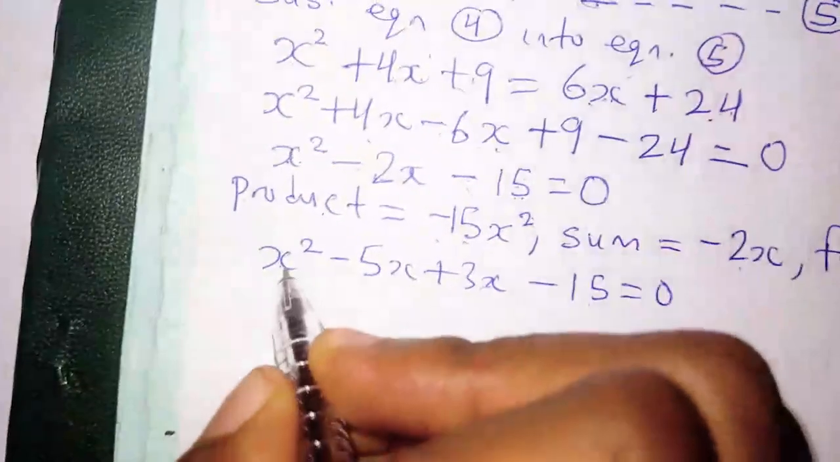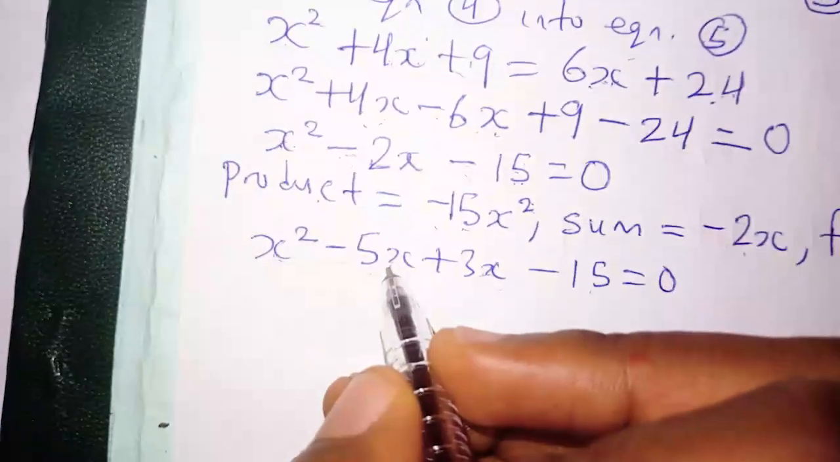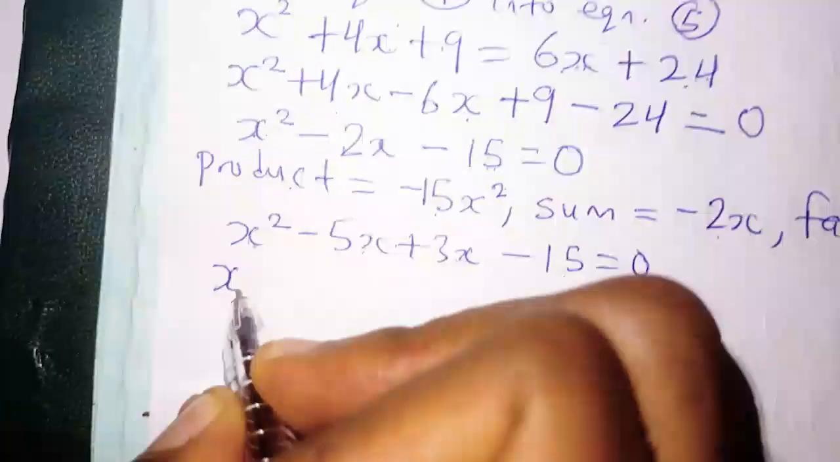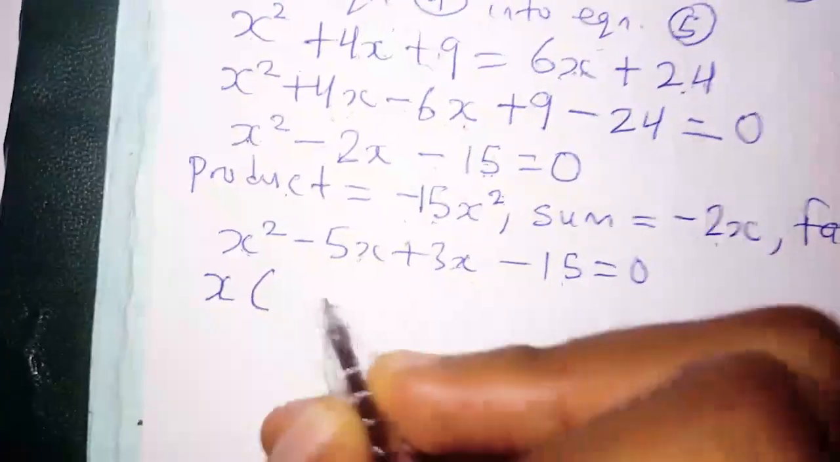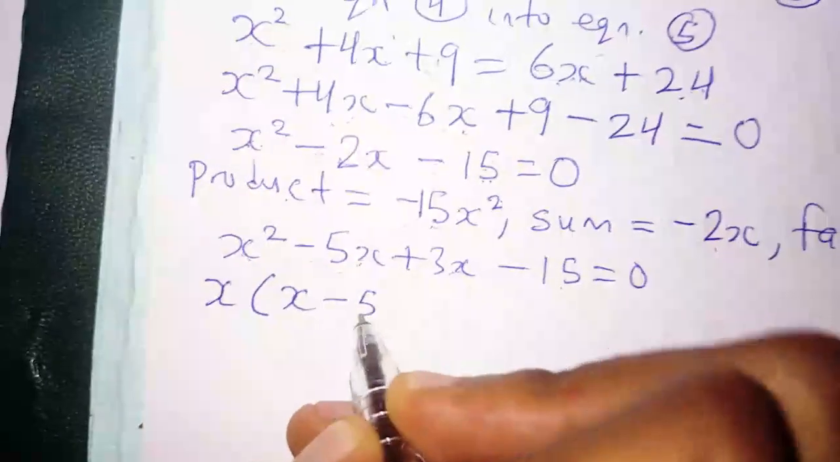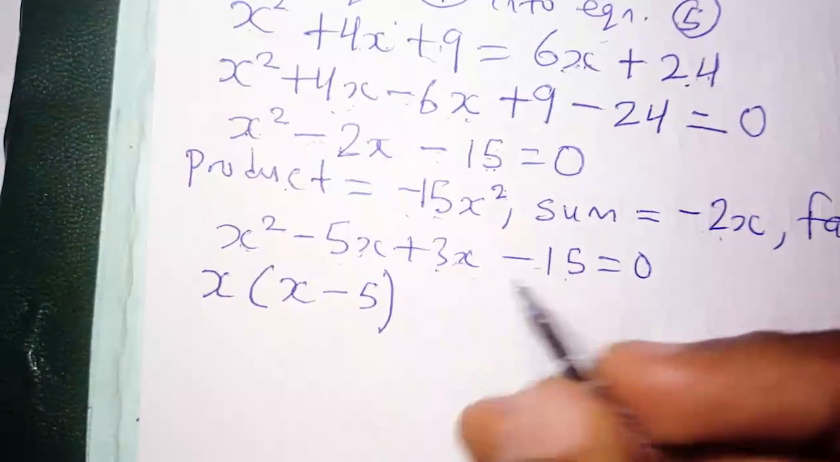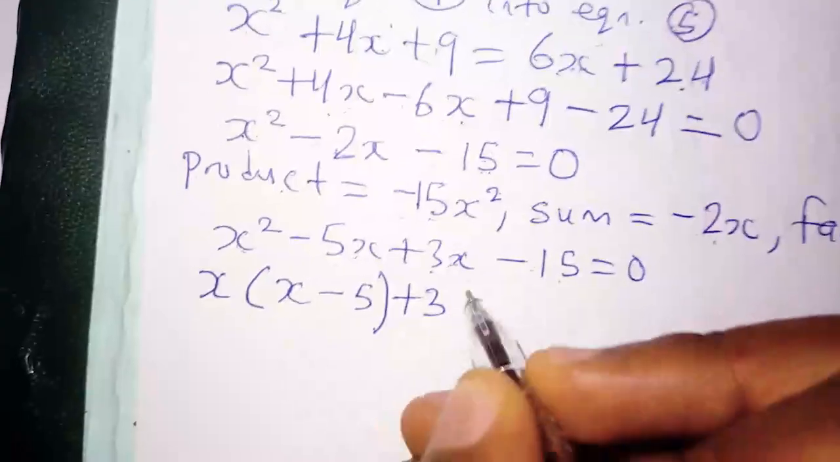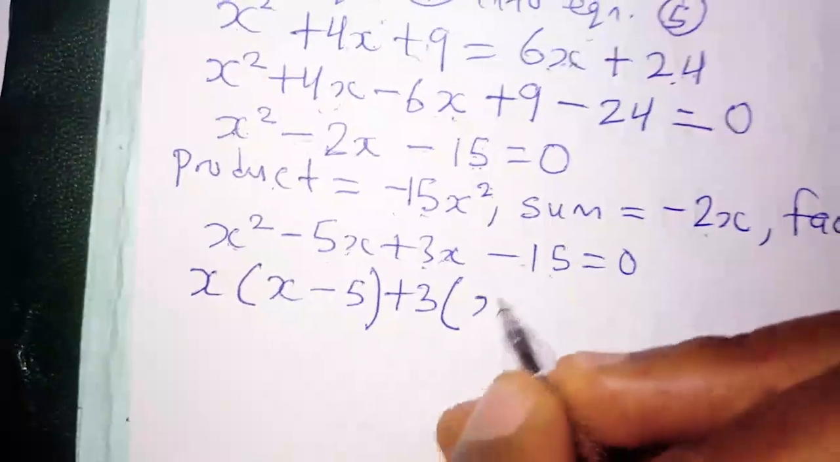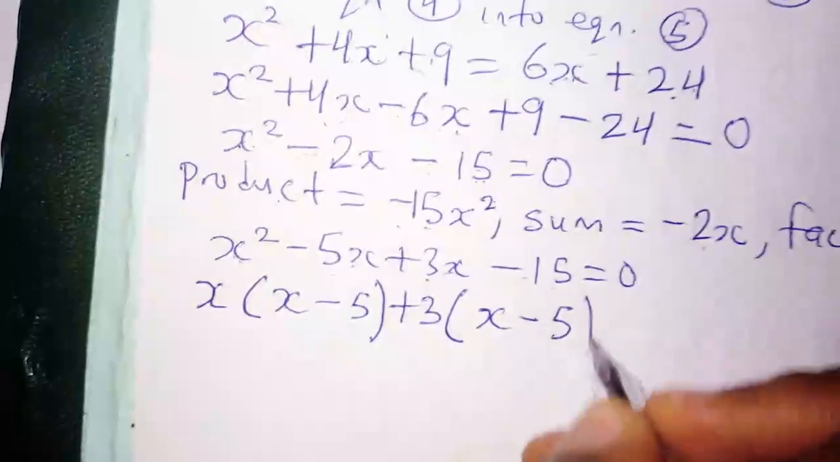So x squared and minus 5x have something common to them. That is x. Factorize x out, so you are left with x minus 5 in the bracket. Plus 3x minus 15 has something in common. That is plus 3. You'll be left with x minus 5 in the brackets, equals 0.